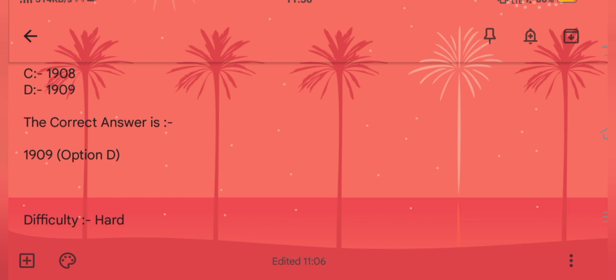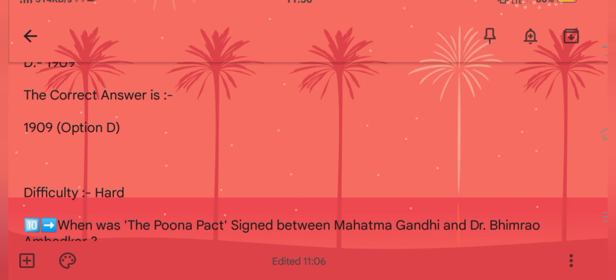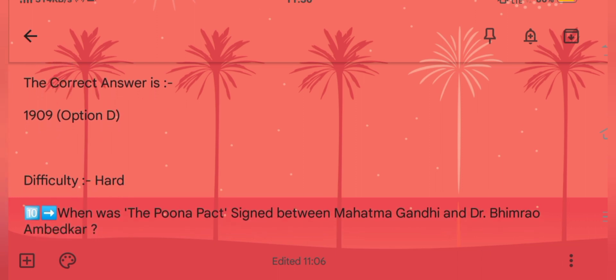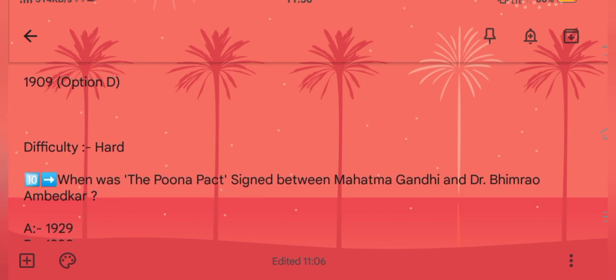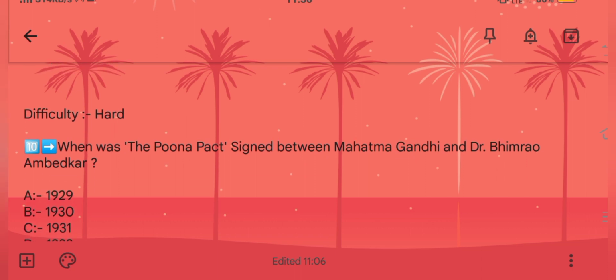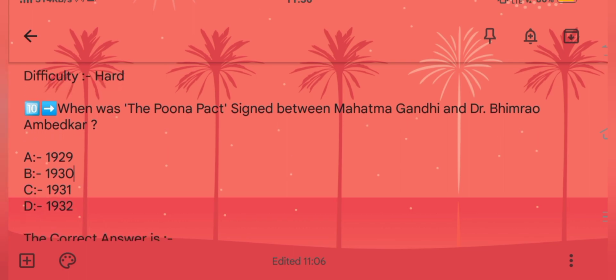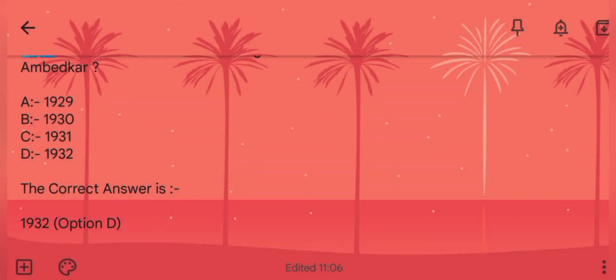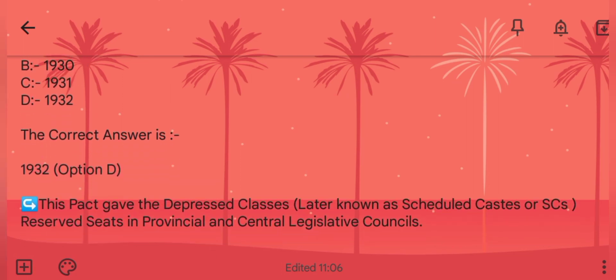Okay, now let's move on to another hard question, which is the last question of our quiz. When was the Pune Pact signed between Mahatma Gandhi and Dr. Bhimrao Ambedkar? You have to tell the year. Your options are A, 1929, B, 1930, C, 1931, or is it D, 1932? So guys, the correct answer is option D, 1932. Let's know some more information about this pact. This pact gave the depressed classes, later known as scheduled castes or SCs, reserved seats in provincial and central legislative councils.